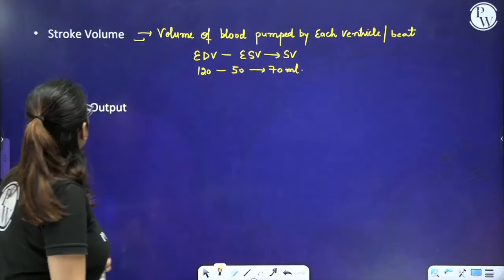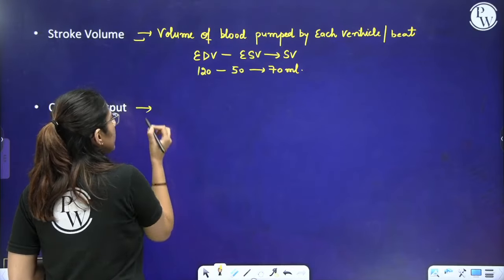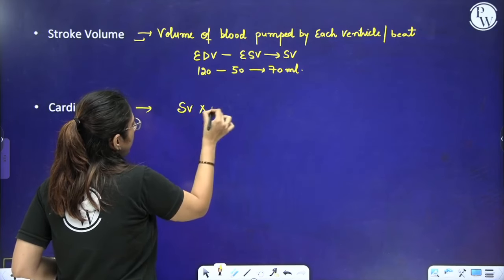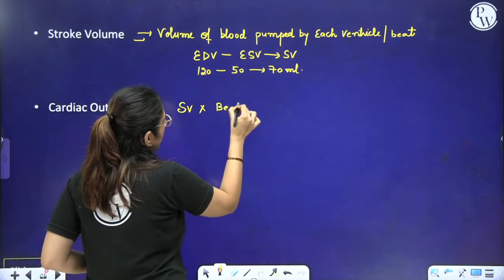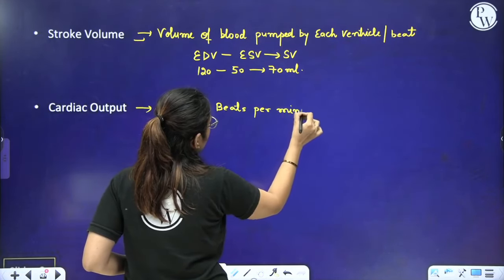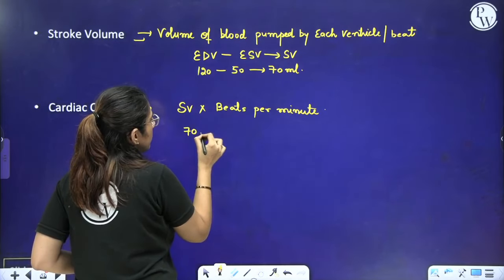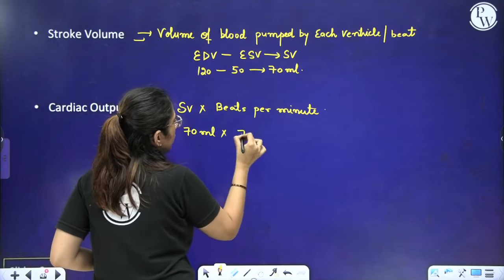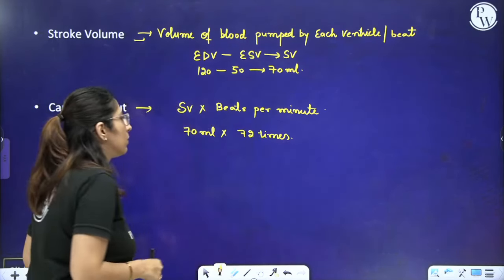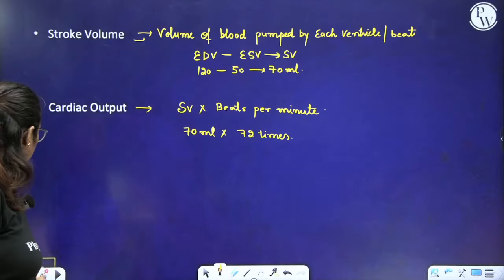Yes. Let's talk about the cardiac output. This we calculate per minute. So how do we do that? Stroke volume times beats per minute. Let's have a look. What is the stroke volume? 70 ml. How many times? 72 times we beat per minute. So this will be your cardiac output. Hope you can calculate it by yourself.